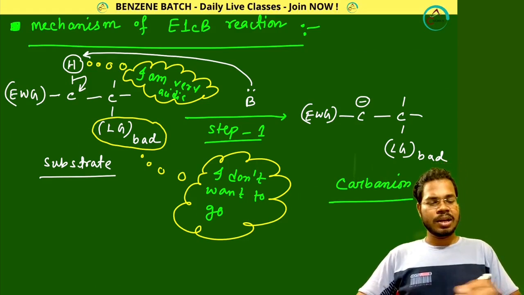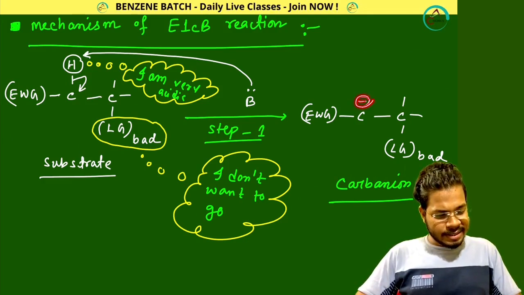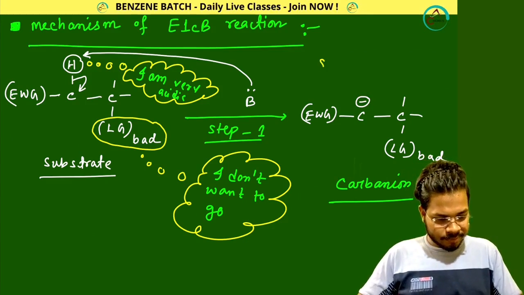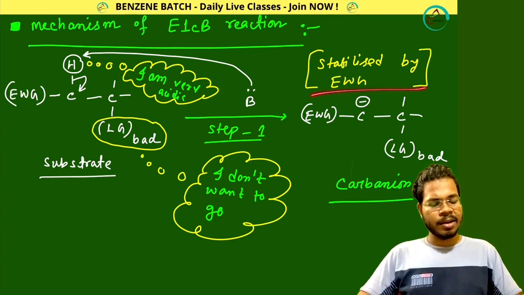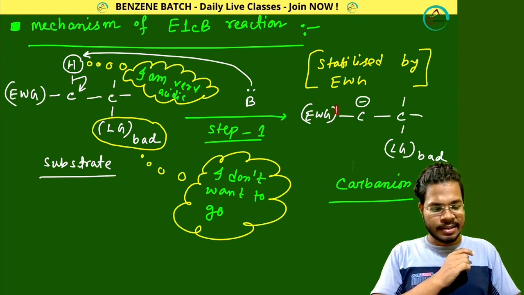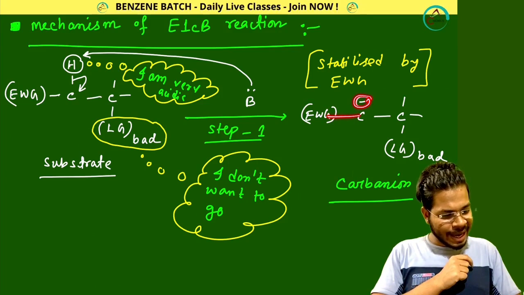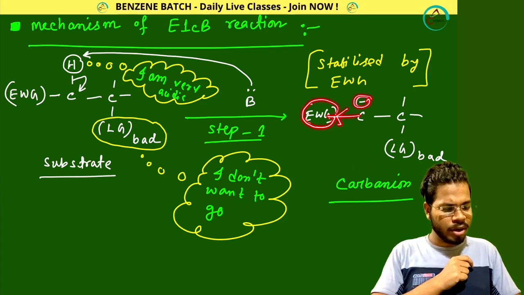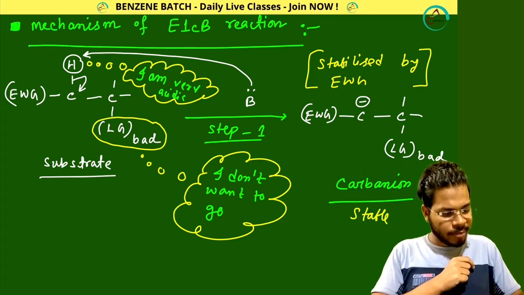That intermediate is actually a carbanion, because I am getting negative charge on the carbon atom, and this negative charge is actually stabilized by EWG, electron withdrawing group. As this negative charge is being attracted by this electron withdrawing group, overall the carbanion is stable.